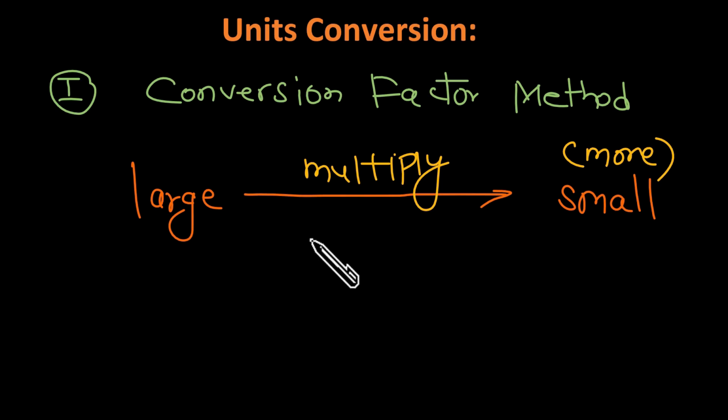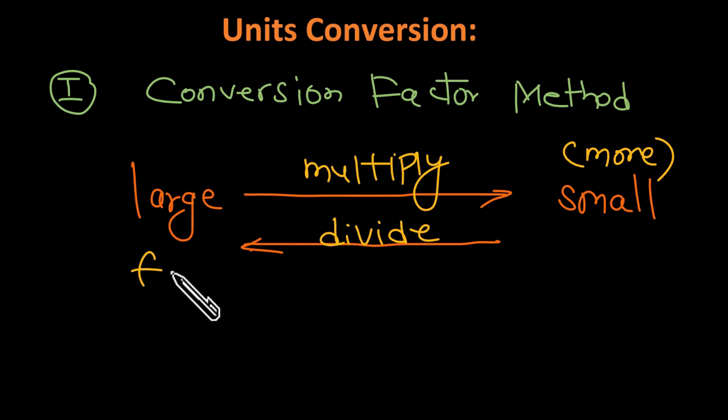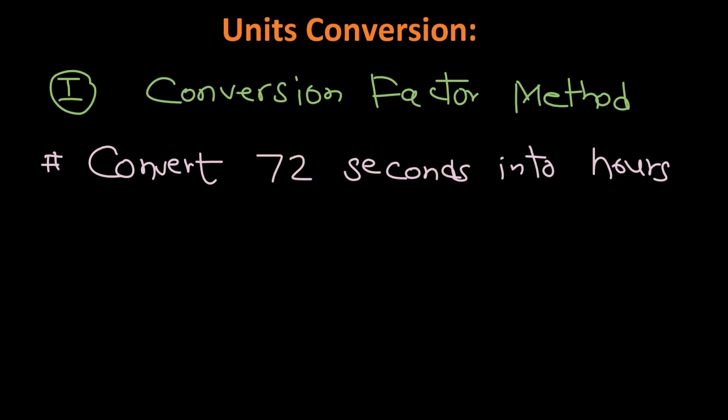And similarly, if you go from a small unit to a large unit, you will need to divide. Because if you convert from a small to a large unit, you'll get fewer of those units. For example, if you convert from feet to inches, you'll get more inches. When you convert from inches to feet, you will get fewer feet. Let's do a problem now. Convert 72 seconds into hours. As you know, we are converting from a smaller unit to a larger unit, so we'll need to divide by the conversion factor.